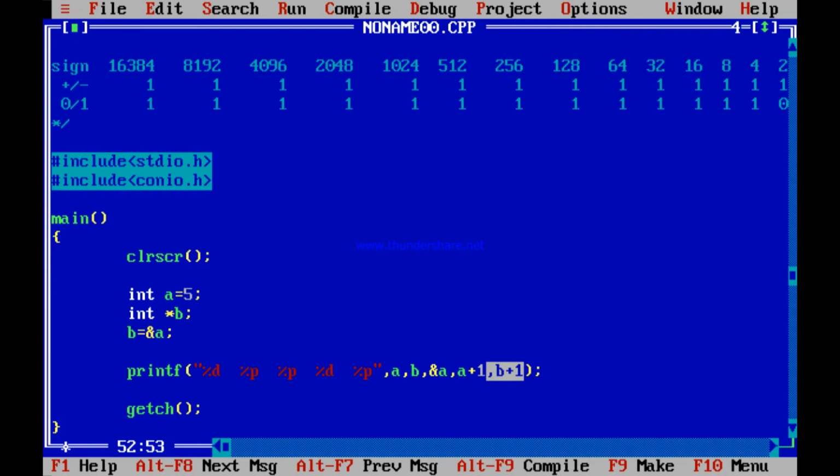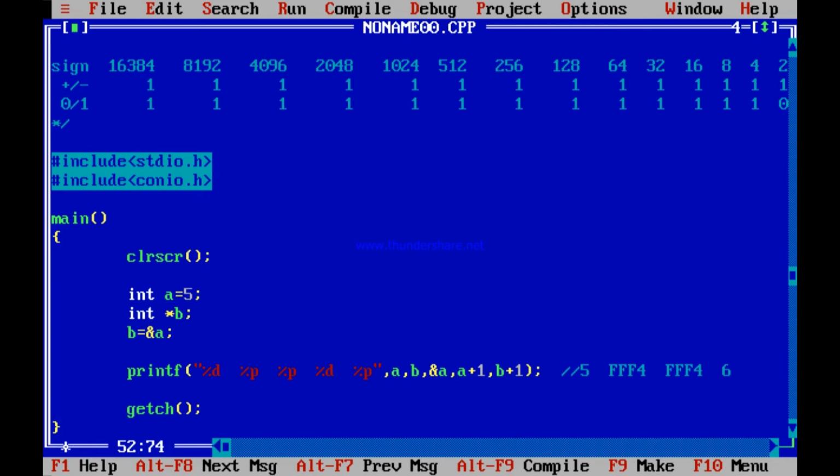So I should be having 5. So my output should be something like this. Check out what I am trying to say. The address should be like this, 5. Then B. B is the address of A, FFF4. Then ampersand A, again the address of A, same thing, FFF4. Then A plus 1, A is an integer, A plus 1 is also an integer. So I have printed it as percent D. A is 5, I have printed A plus 1, so 5 plus 1, it should print 6.